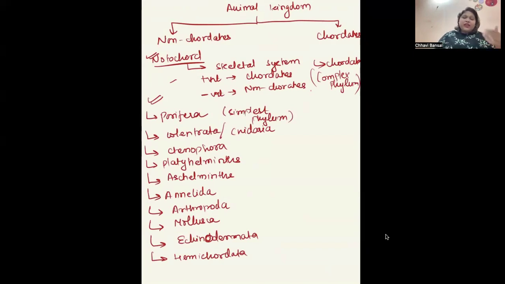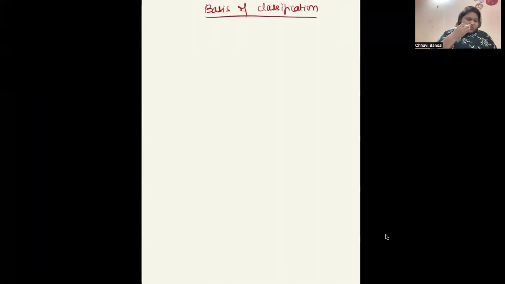So basically, there are many reasons and many ways of classifying it. So they have different bases of classification. One second. Basis of classification. Sorry. There are so many bases of classification that help us to classify these animals into different phylums. Okay. So we are going to understand what are the different bases of classification.